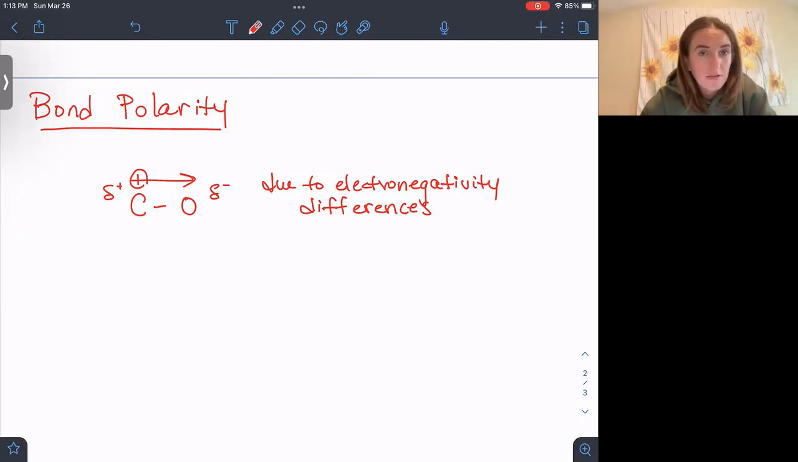Okay, so I believe someone also said that it has to be non-symmetric, right? This is non-symmetric due to the different elements that we see. But when we talk about molecular or molecule polarity, that's when it gets a little bit more important to look at the symmetry of the whole molecule. Okay. Any questions on bond polarity, what we've covered so far? Does that make sense why something would be a polar bond?